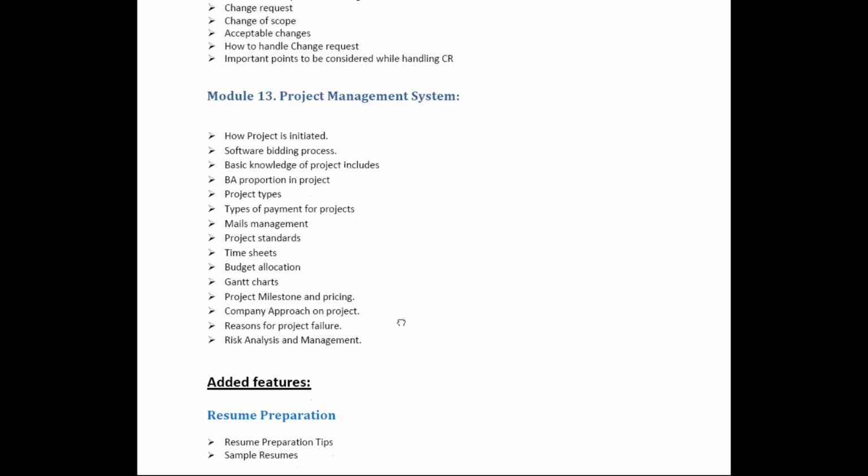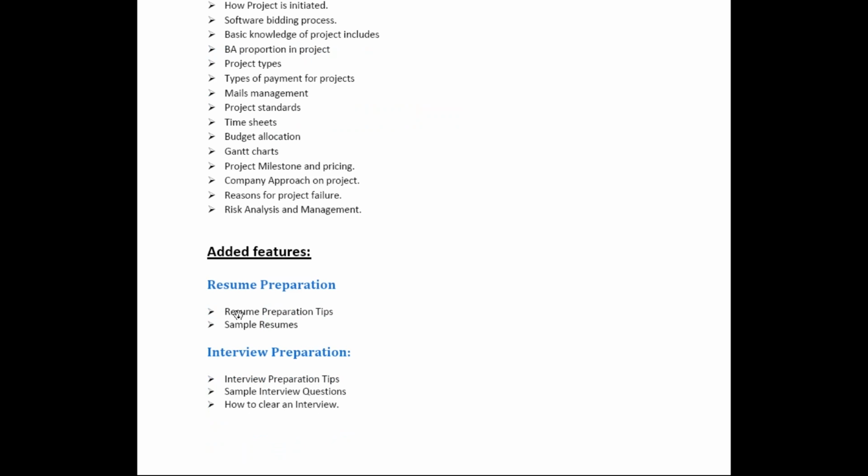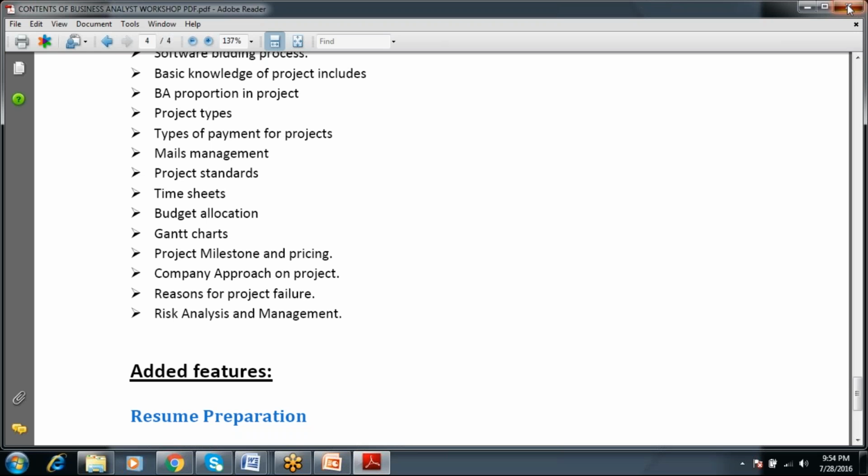Additionally, I am going to explain resume preparation, that is resume preparation tips and sample resumes, and interview preparation, that is interview preparation tips, sample interview questions, and how to clear interviews. Apart from this, we are going to see 2 real-time project specifications.